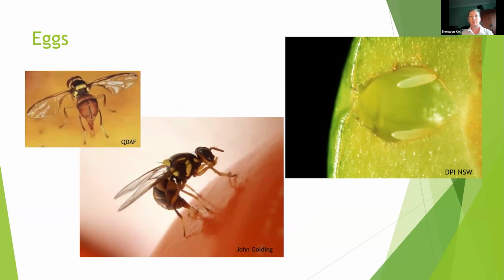So here's some pretty gory pictures of how the fruit fly can inject her eggs just under the skin of the fruit and how they sit just nicely in the cavity there. There's plenty of room for the larvae to hatch out and start munching away on that fruit.